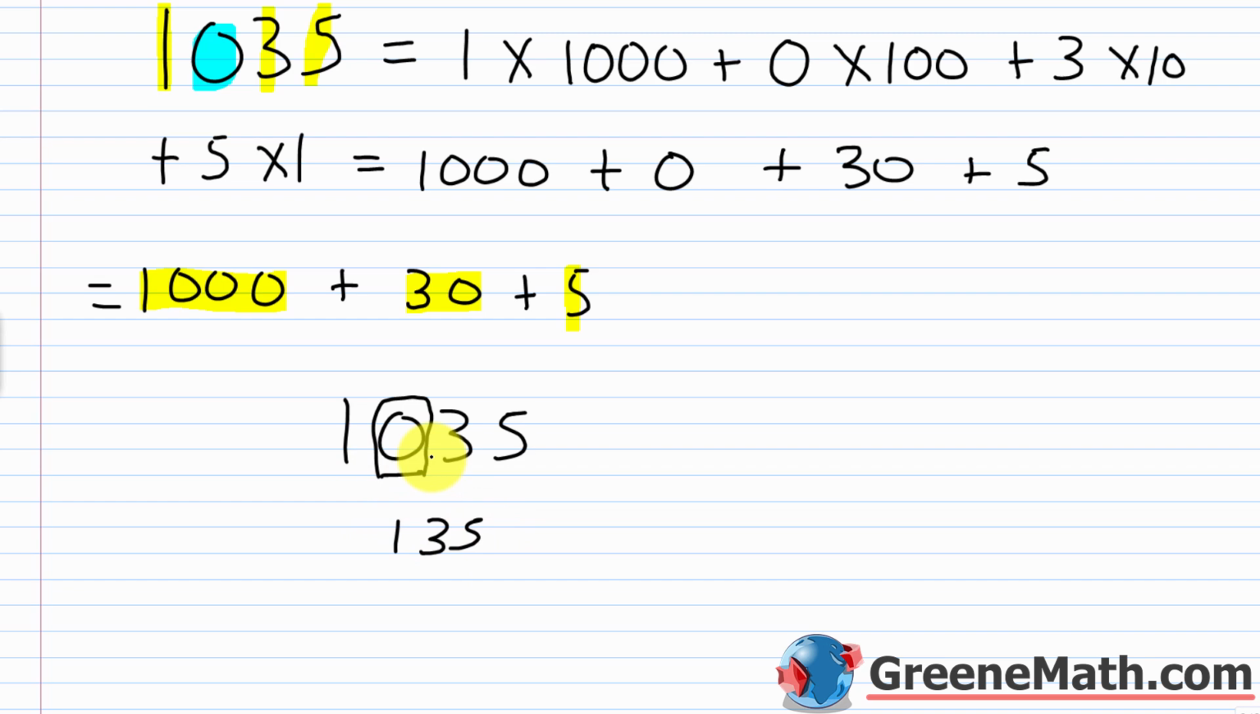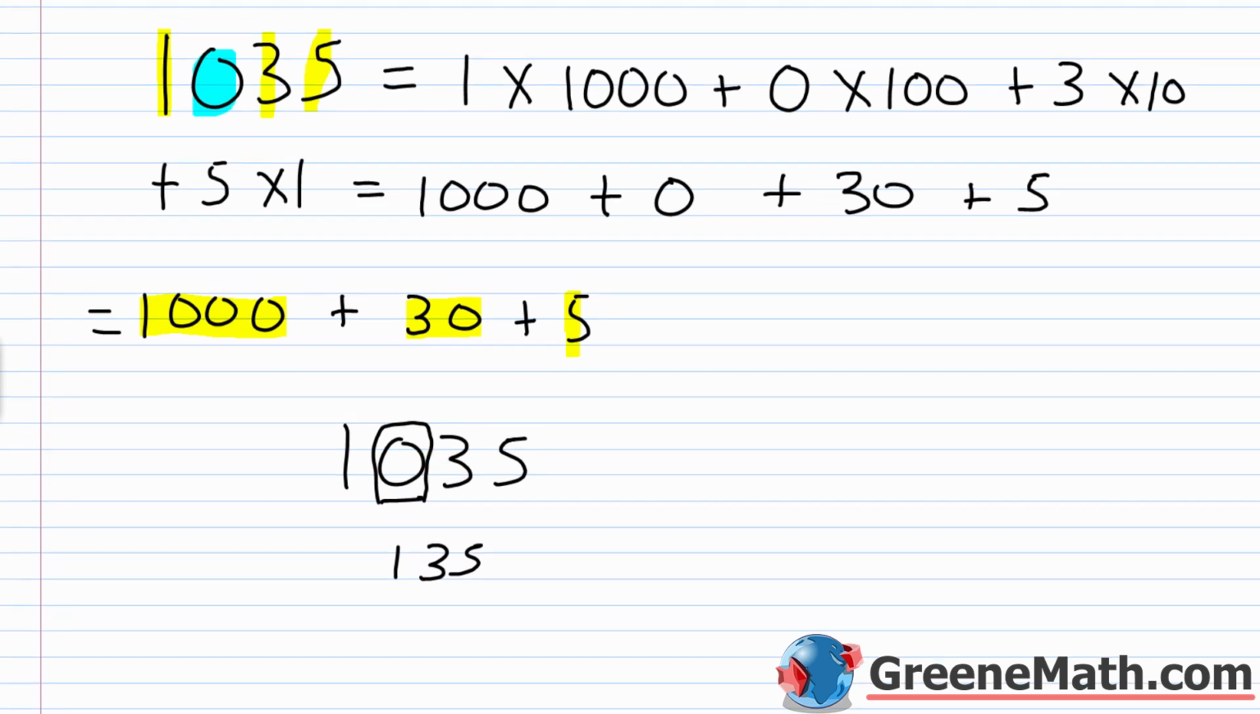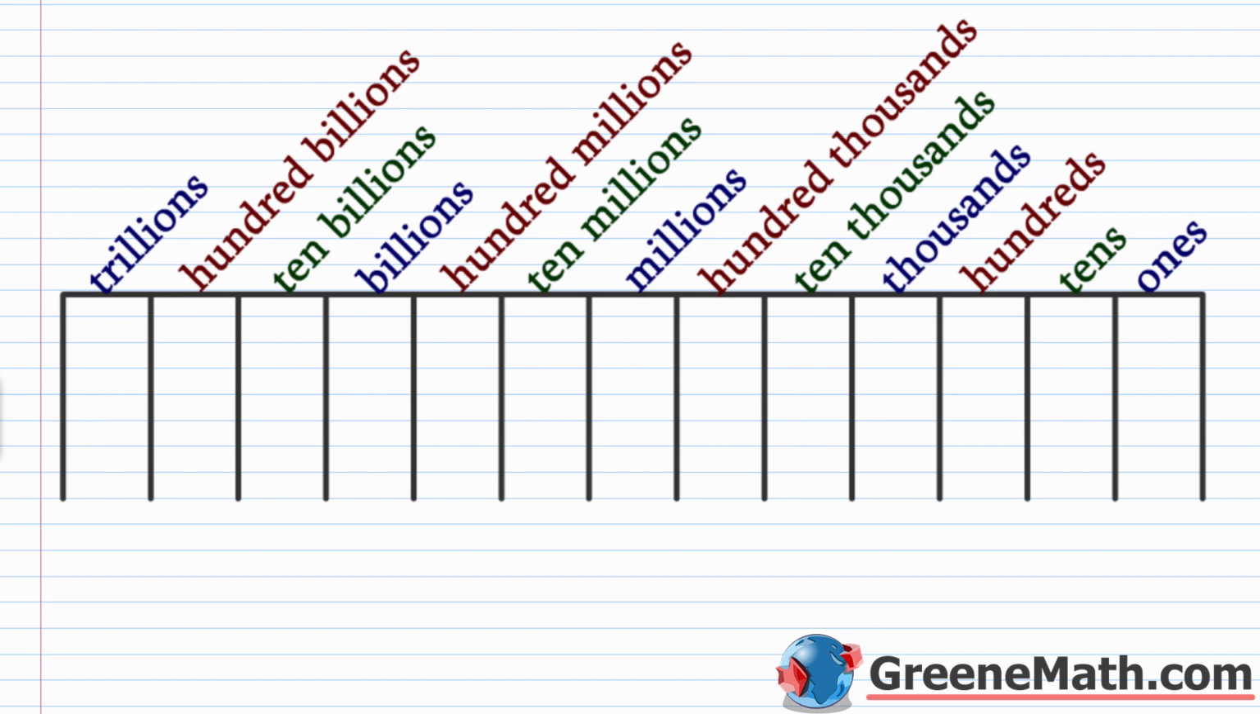So let's take a look at another one. Let's say we want to write the number 22,359 in expanded notation. Well, let's get the place value first. So I'm just going to feed this into the place value chart. The 9 goes in the ones place. The 5 goes in the tens place. The 3 goes in the hundreds place. The 2 goes in the thousands place. And then this 2 here is going to go in the 10,000s place.